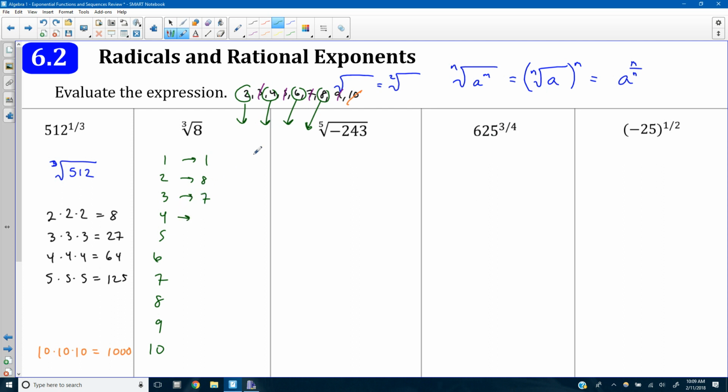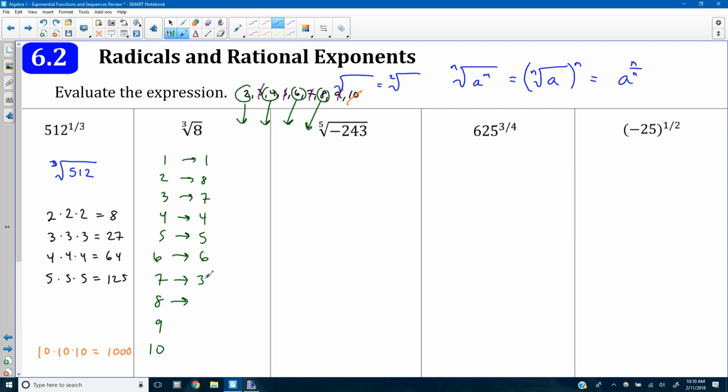4 cubed, 4 times 4 is 16. That 6, that last number times 4, ends in a 4, 24. So this ends in a 4. 5 times 5 is 25. 25 ends in a 5. 5 times that number ends in a 5. 6 times 6 is 36. That number ends in a 6 as well. 6 times 6 also ends in a 6. 7 times 7 is 49. That number ends in a 9. 7 times 9 is 63, so that ends in a 3.